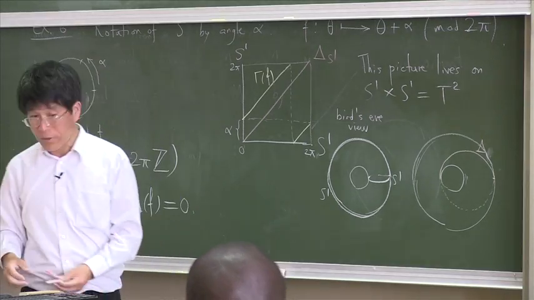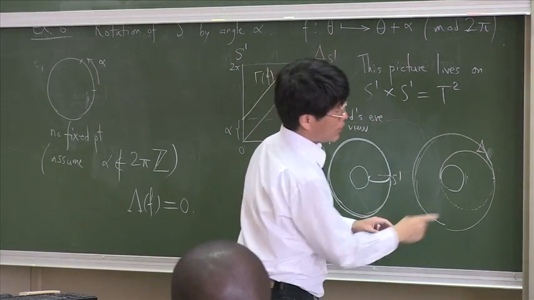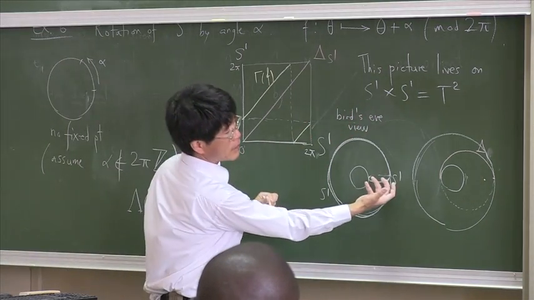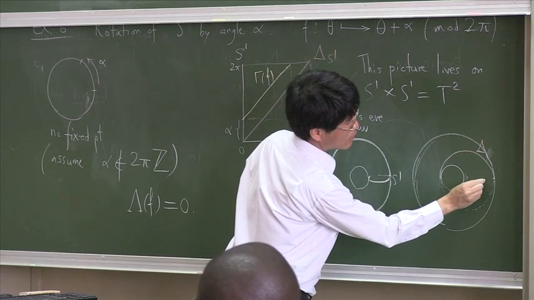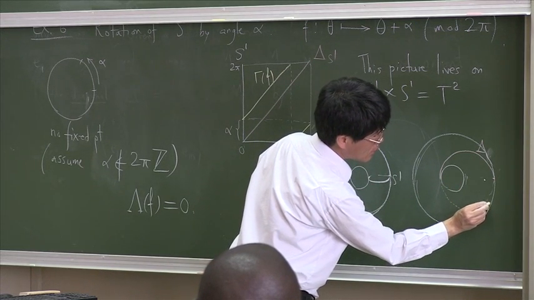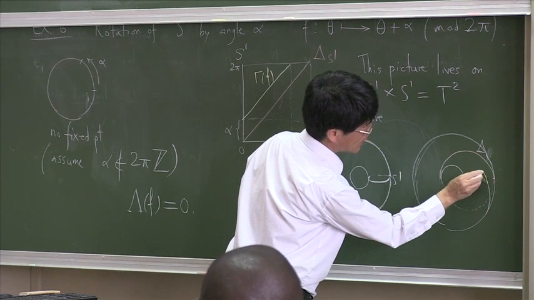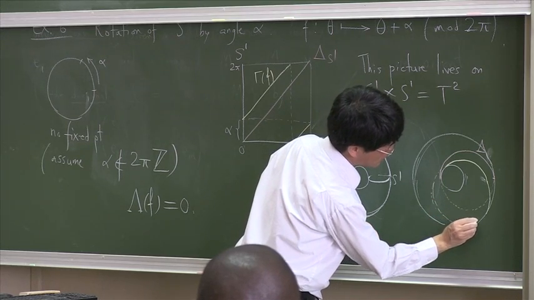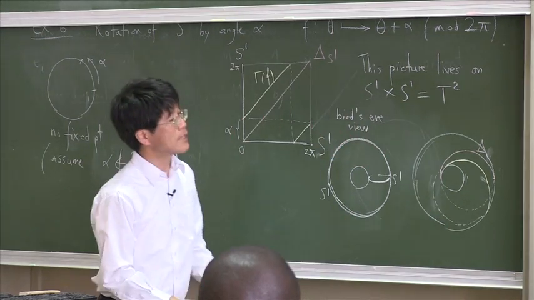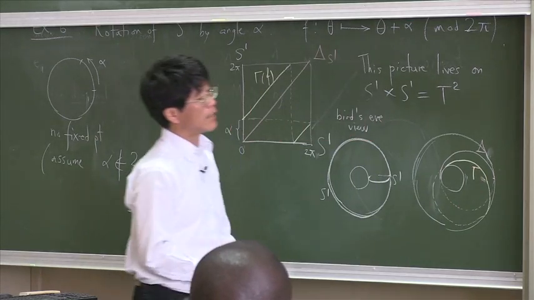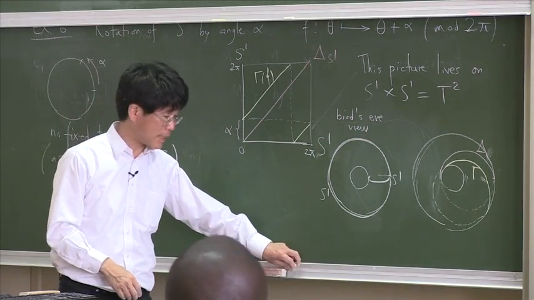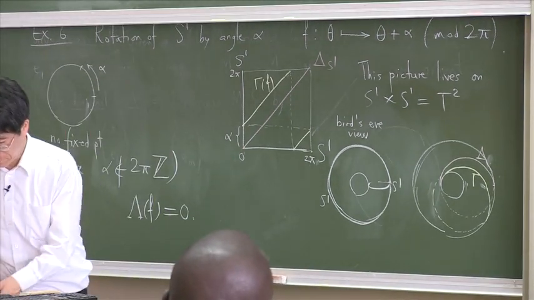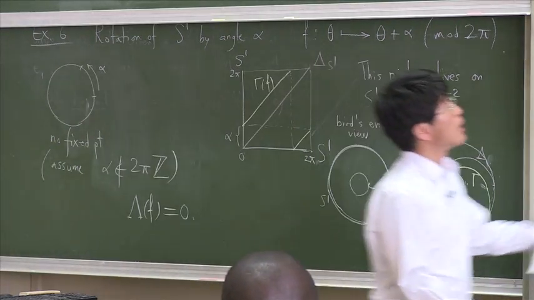What about the picture of the graph? Well, at this point, I'm already a little higher up. I have to rotate this S1 by a little angle, so maybe it's here. And in fact, what this looks like is this kind of circle, which is slightly shifted. I hope I can draw this here. So that's the graph of gamma. And they don't intersect. I hope you can see this, and if you cannot, we can try to see by dancing a dance of some sort. Okay. That was easy.